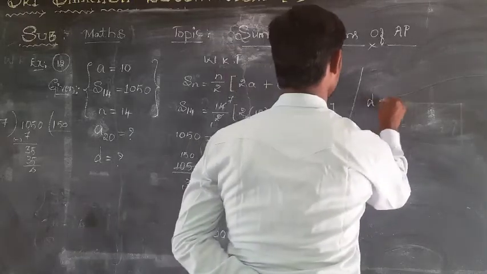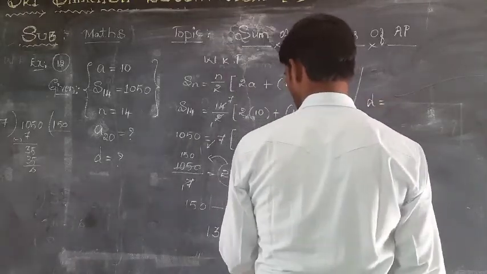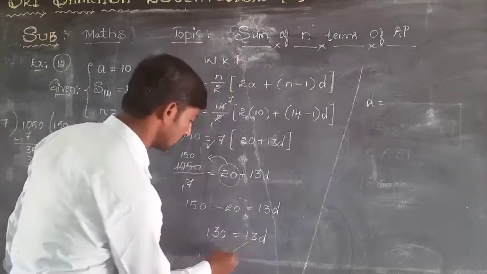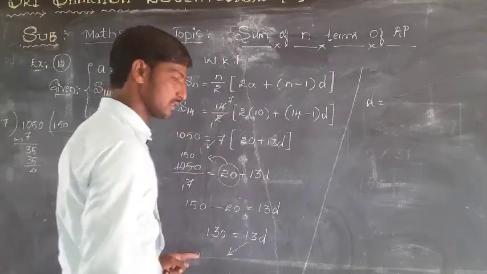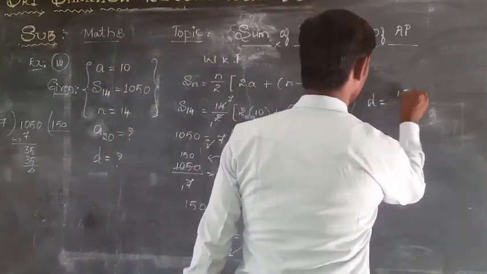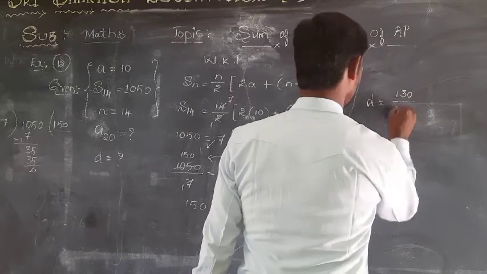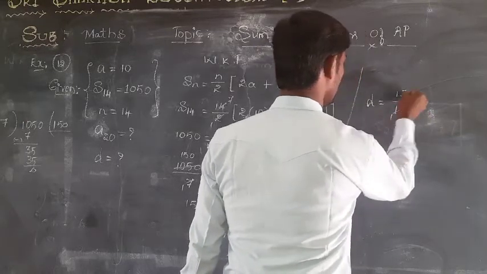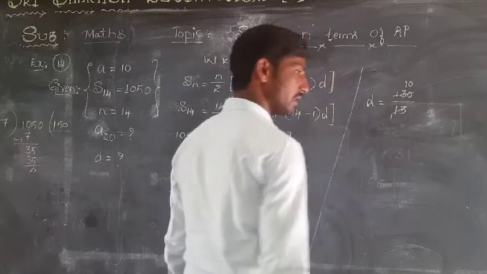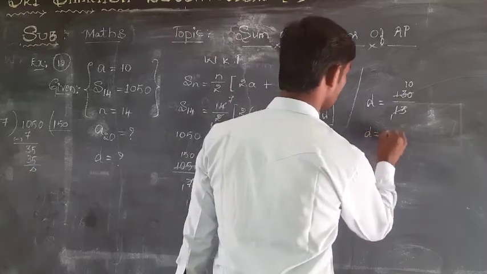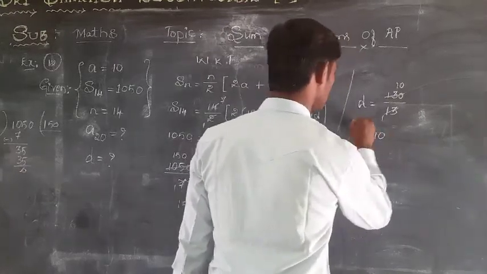D is equal to, according to cross multiplication again, send this 13 to the downwards of LHS. That is 130 divided by 13. That is 13 ones are 13, 13 tens are 130. So therefore D value is equal to 10. Yes.